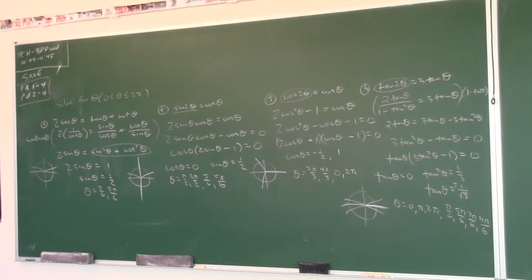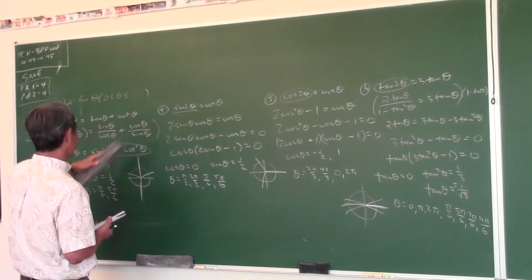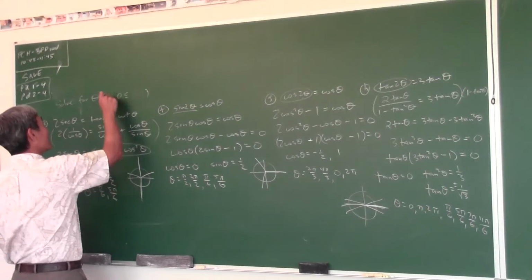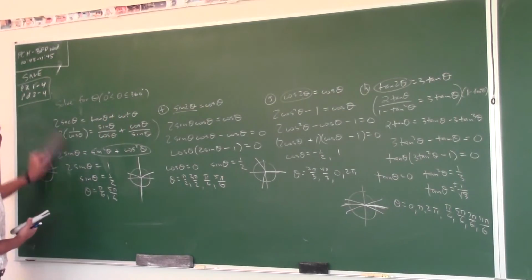Now, it doesn't matter what calculator you have, but if you read the directions in this problem, it says solve for theta. It says theta is between 0 and 360 degrees. So that means we need to be in degree mode.